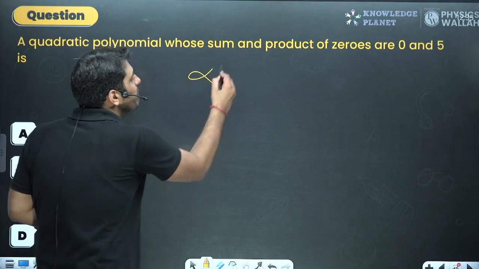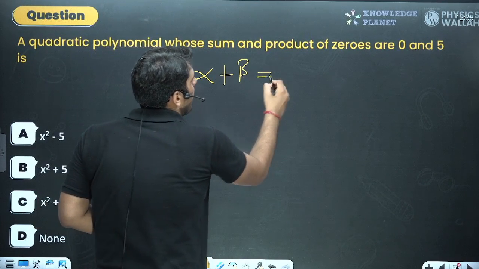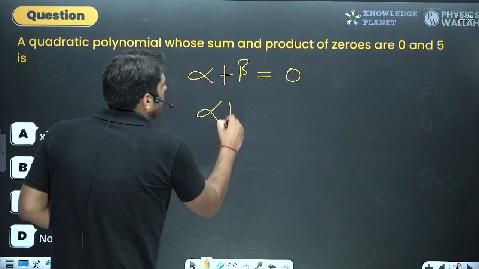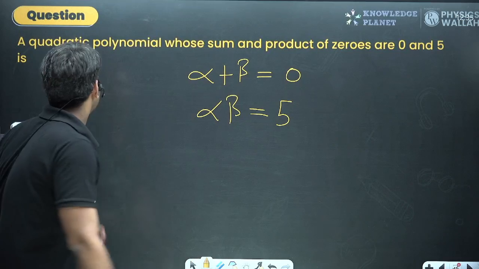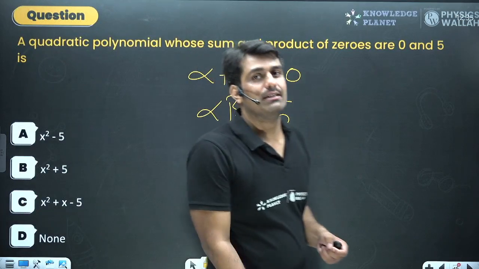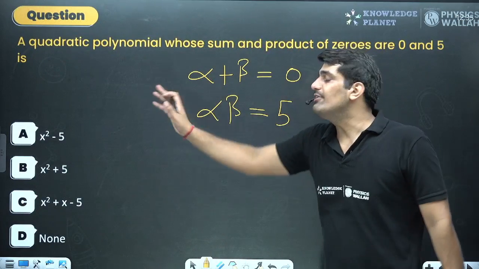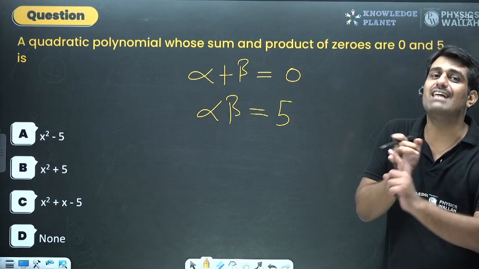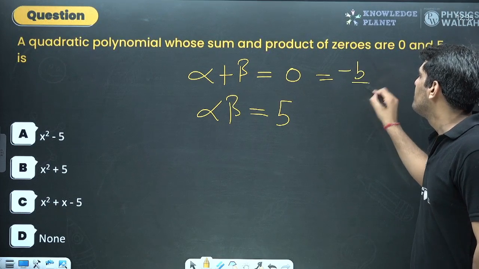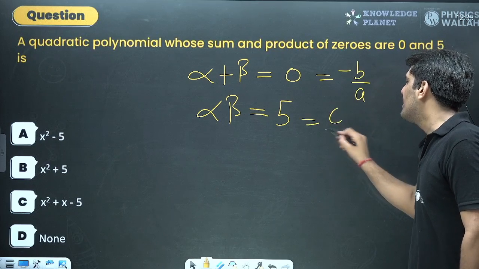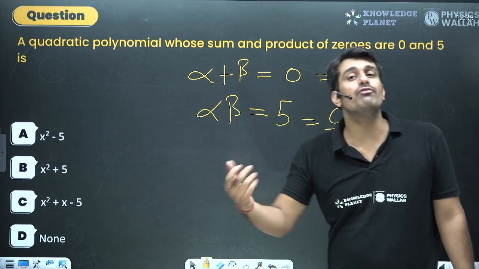This time they have given you the sum and the product. Now, what are they asking you? They are asking for the given expression. The sum is given, the product is given. For the sum, you know, this is minus b by a. For the product, you know, this is c by a. From here, you can get the values of a, b and c.